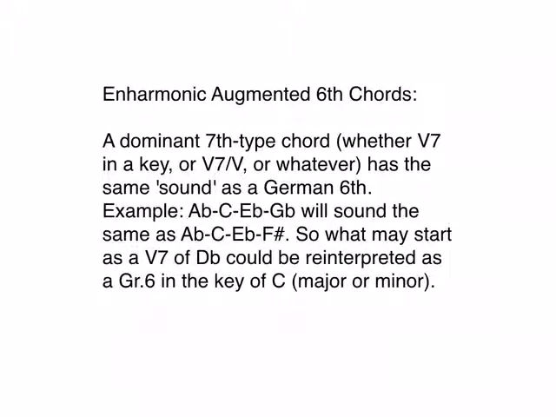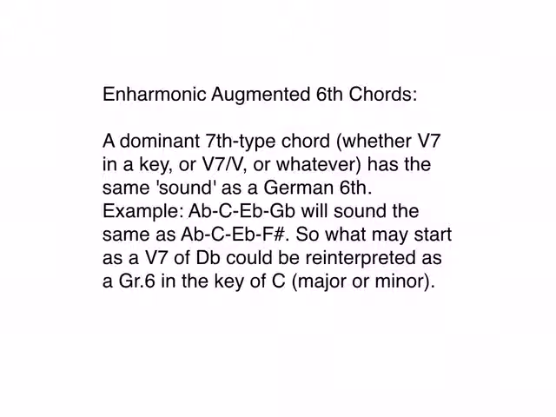First, enharmonic augmented sixth chords. If we have a dominant seventh type chord, that's A flat, C, E flat, G flat, we can imagine that as a 5-7 in the key of D flat, or a 5-7 of 5 if D flat is 5 in the key of G flat, etc. We just know that that chord acts as a 5-7 to D flat.